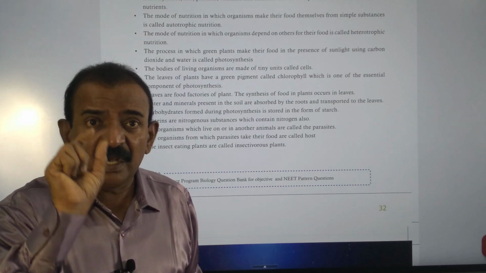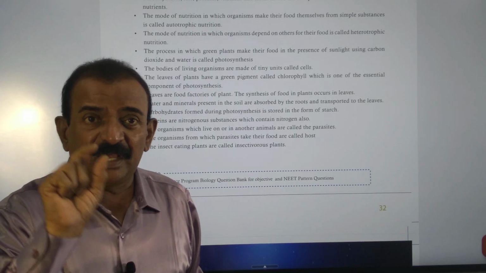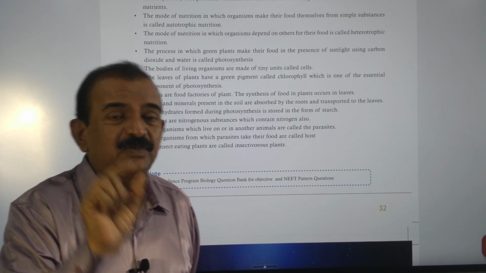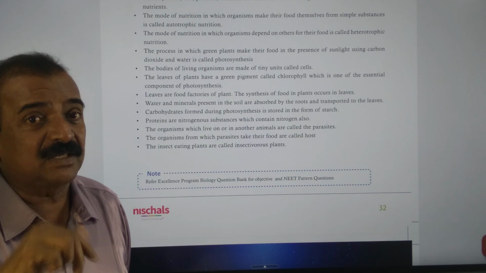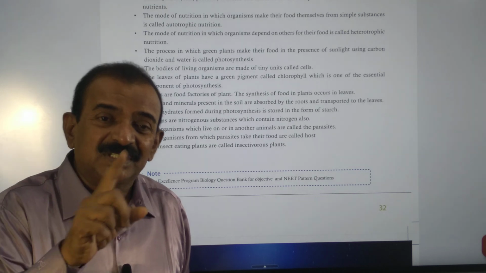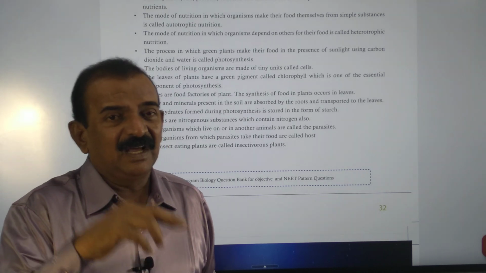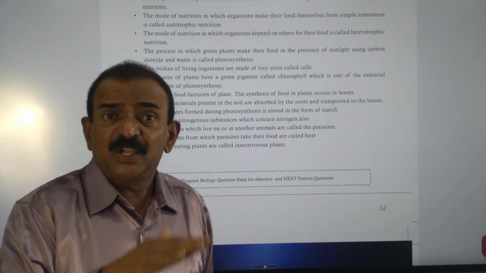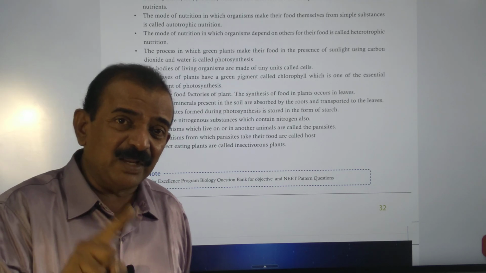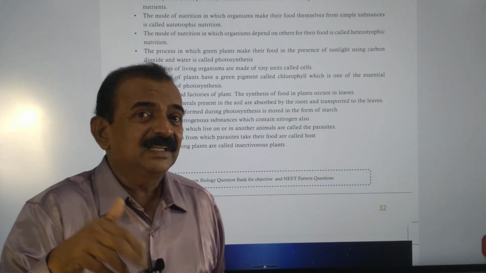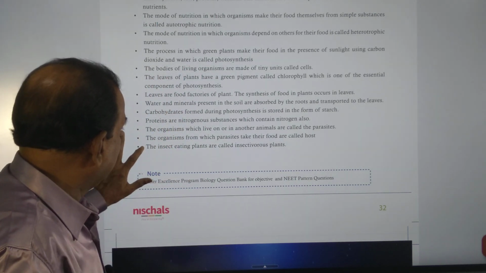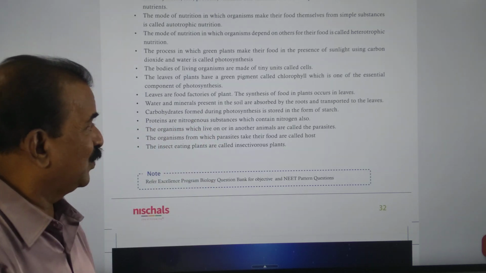So here, what are the elements present in the carbohydrates, what are the elements present in the fats, and what are the elements present in the proteins? The elements present in carbohydrates and fats are carbon, hydrogen and oxygen. Here you see glucose, C6H12O6: carbon, hydrogen and oxygen. In the same way, proteins have carbon, hydrogen, oxygen, and in addition to that they also contain nitrogen. So here 4 elements are present in the proteins. The organism from which a parasite takes its food is called the host.